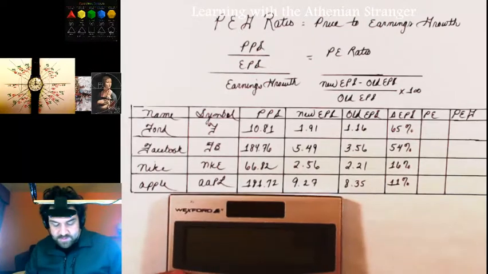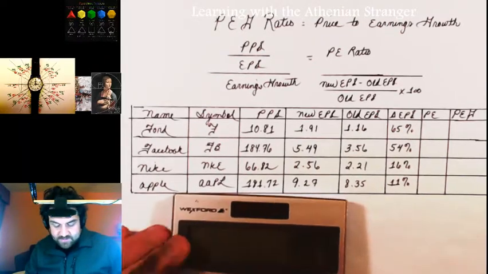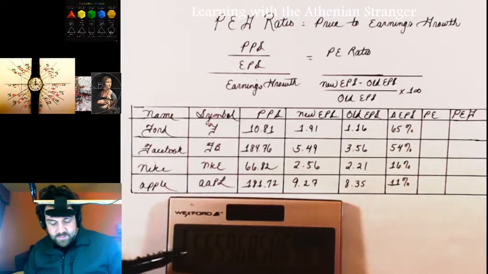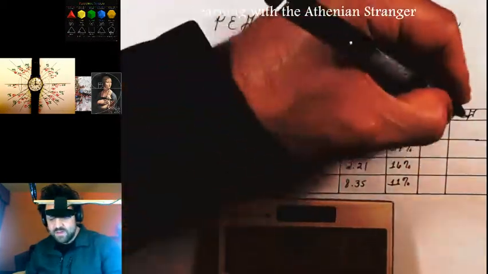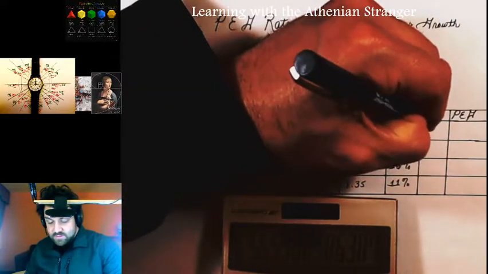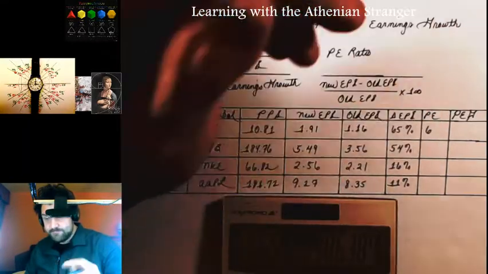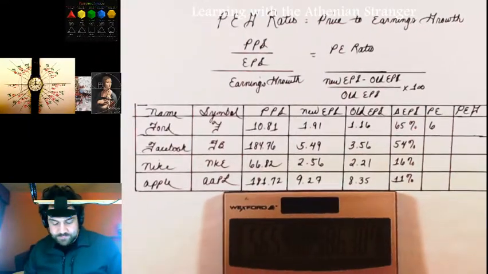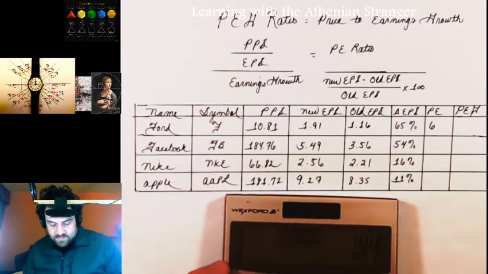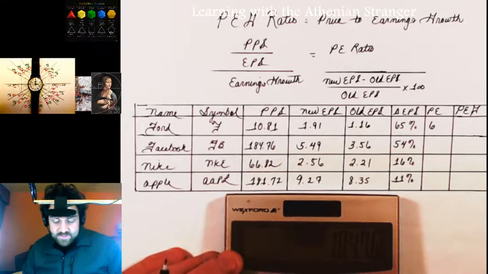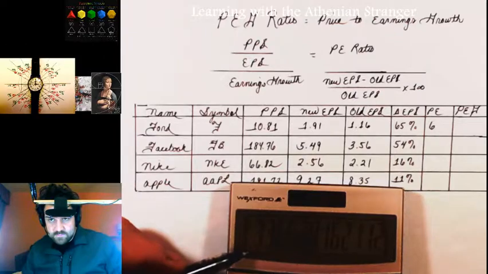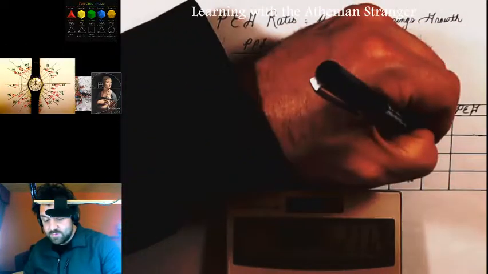For Ford, ladies and gentlemen, it is $10.81 divided by earnings of $1.91. And the PE ratio is 5.659. We round up to the nearest whole number. As long as we're consistent with this, it doesn't matter. So we'll say 6. That's the multiple of price to earnings. Now we'll do Facebook, 184.76 divided by New Year EPS of $5.49 gives us a PE ratio of 33.6. We'll call that 34.